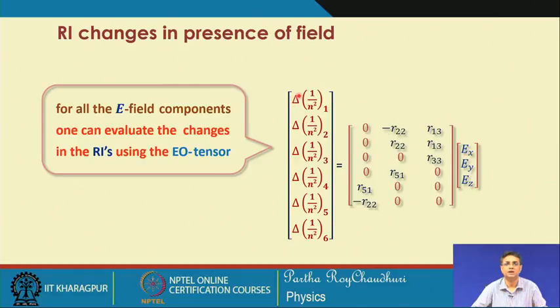Then these are the left hand side, which is actually a contracted notation of a 3 by 3 matrix. So, this corresponds to this. So, E x, E y and E z will be multiplied to get this delta of 1 by n square 1, 2, 3 and so on.